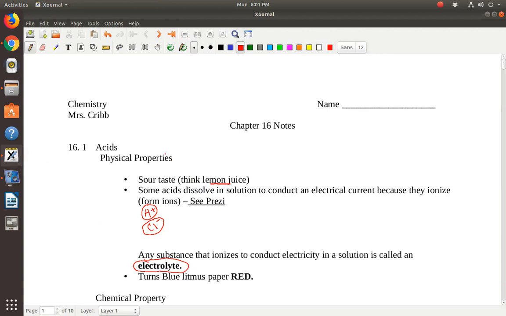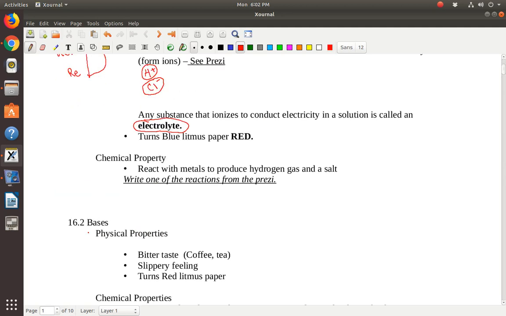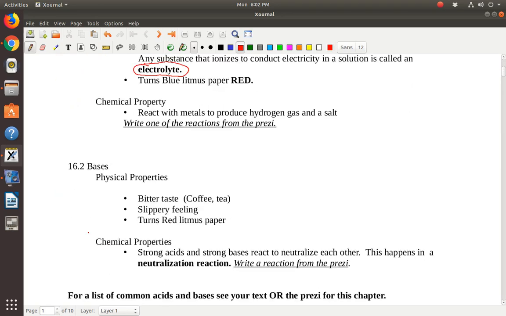So here it is, acids in red. I would like you to add this to your notes. You put a big letter D and write acid in red. And it's just a mnemonic device. They both end in a D. To help you remember that acids turn litmus paper red. This is just to write one of the reactions from the Prezi for a chemical property for acids. So let's go back to the Prezi and see.